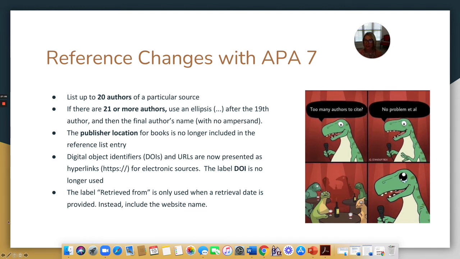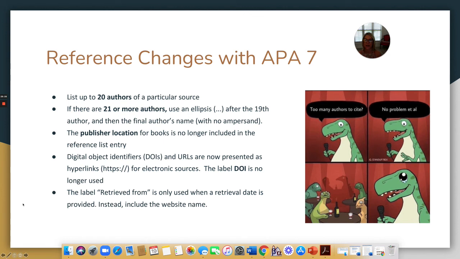So it used to be in APA 6, I believe you listed the first 6 authors if there were 20 authors or more, and then you would use the ellipsis, and then you would list the last author. Well, now that's different. You have to list up to 20 authors of a particular source. So if there are 21 or more authors, you use an ellipsis after the 19th author, and then the final author's name. I'm sorry, with no ampersand.